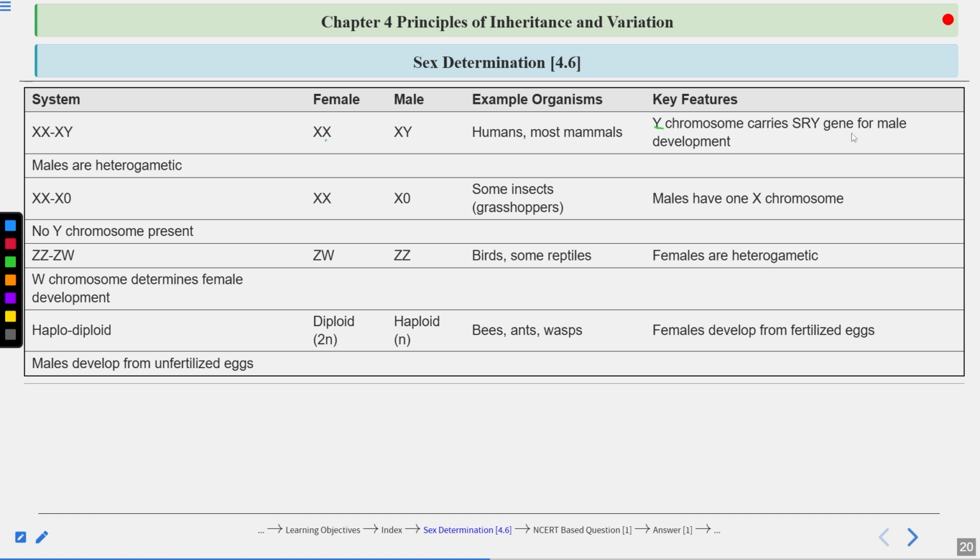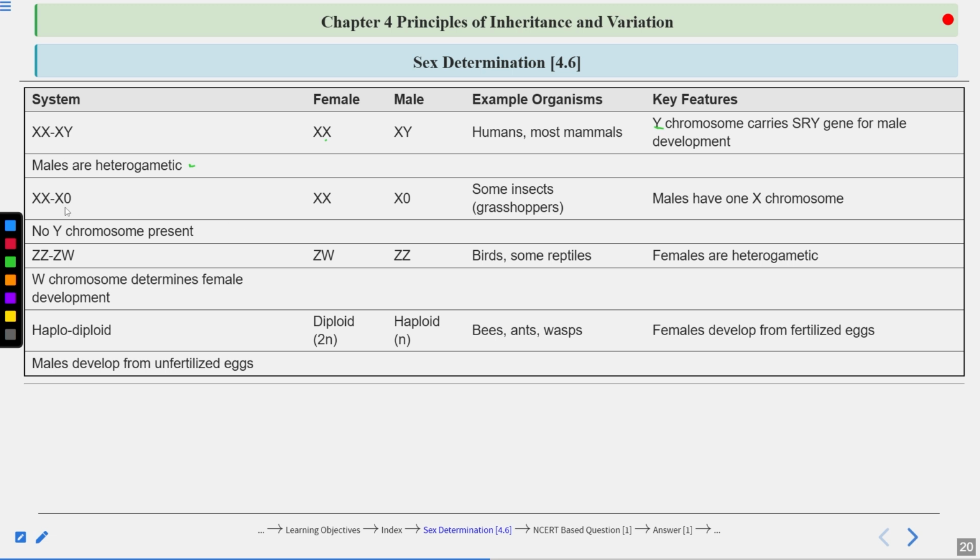And this SRY gene is responsible for development of the male. Females lack this SRY gene. Males only have this SRY gene. So this SRY gene is responsible for male development and is present on the Y chromosome. And here the males are heterochromatic. So you should remember this: in which system males are heterochromatic, in which system females are heterochromatic. Questions usually come from here.